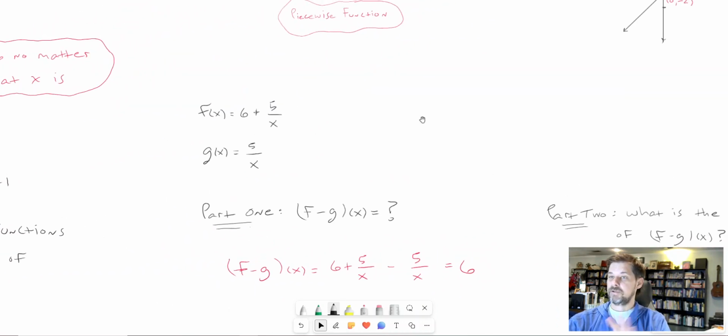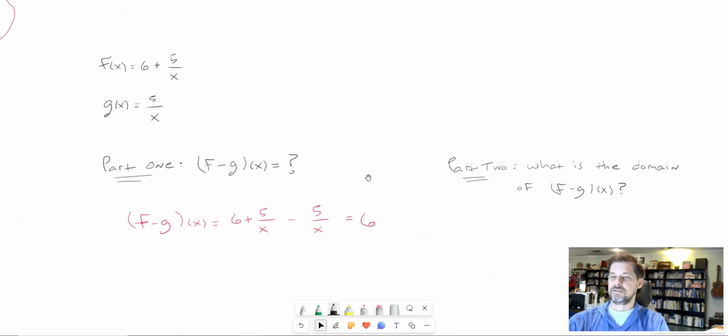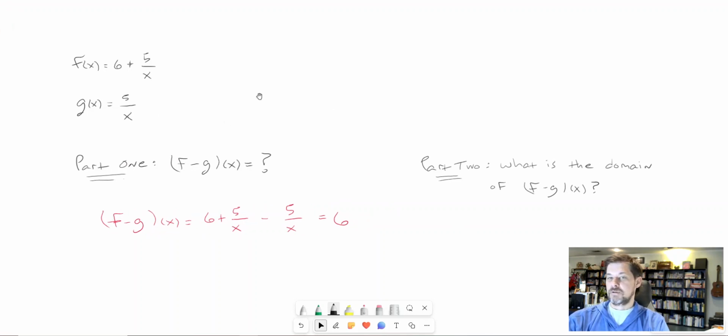Now, back over here, let's look at this. Here's the question from my math lab that we were given. f of x is 6 plus 5 over x. g of x is 5 over x. So I will do this in two parts. Part 1, what's f minus g of x? And part 2, what's the domain of f minus g of x?